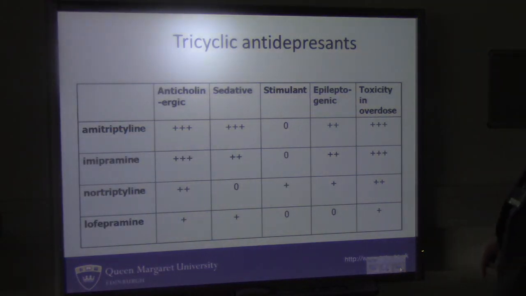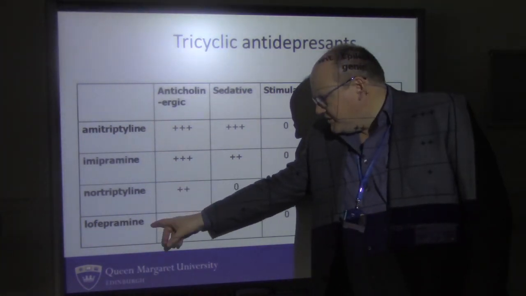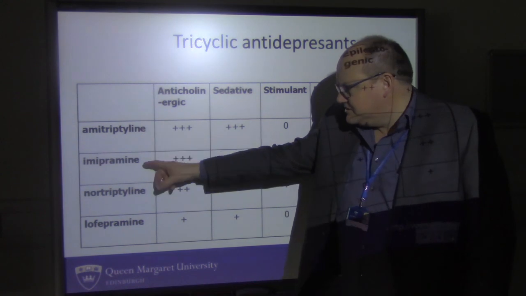When you're looking at them, what you'll see in the table is they have side effects, and some of them can start to impact on acetylcholine and have anticholinergic effects. Some of them can be sedative, some can be stimulant, some can be seizure inducing or epileptogenic, and some can be toxic in overdose. The more pluses you have, the more of that effect you see. And what you notice is that as you move down, the drugs at the bottom, nortriptyline and lofepramine, which are antidepressants, affect both noradrenaline and serotonin, but the bottom two have more of an impact on noradrenaline, and the top two have more of an impact on serotonin.